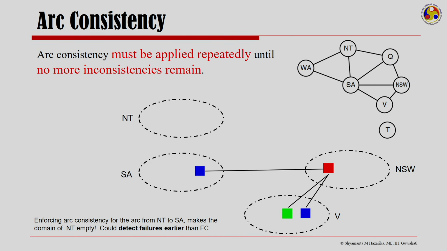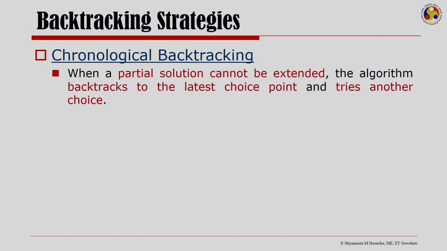Now we will focus our attention on a couple of backtracking strategies. We will walk through two important backtrackings. The chronological backtracking is the simplest of them. It's about going back to the latest choice point and trying another choice when a partial solution cannot be extended.